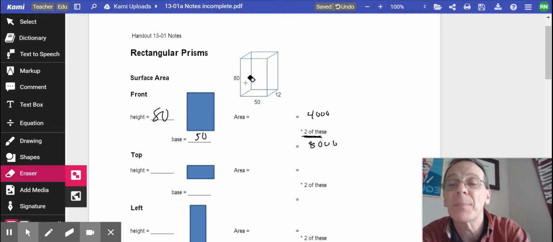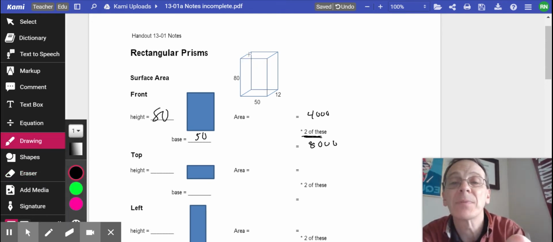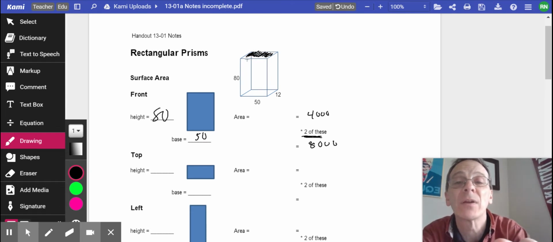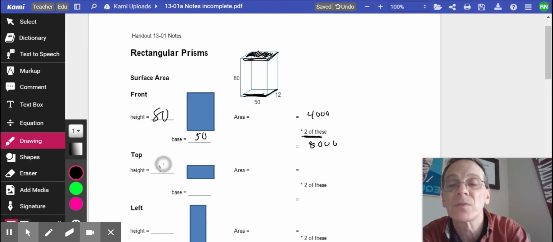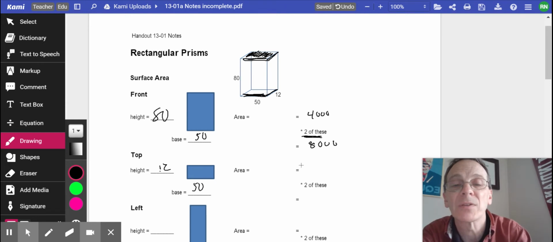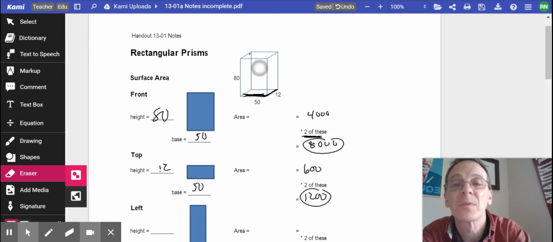Now I've got a top and a bottom. The top is how I'm describing that rectangle up there. No dimensions are given up there, but they are given down here. These would have to be the same if it's a rectangular prism. So this is 12 by 50. And so that area is 12 times 50, which is 600. But again, there's a bottom. So the two of those combined are 1,200, the top and the bottom.